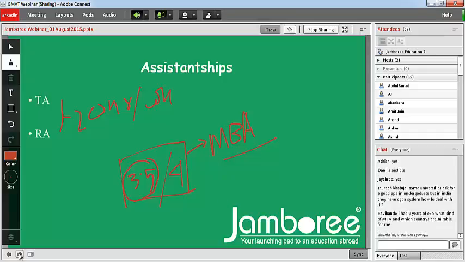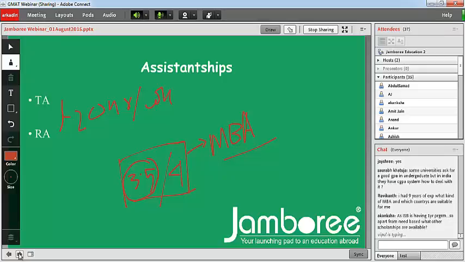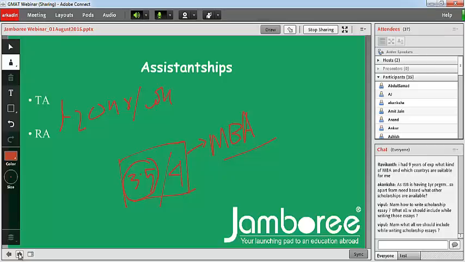Okay, Saurabh has a question. Some universities ask for a good GPA in undergraduate, but in India, okay, Saurabh, as I told you, you cannot convert your Indian GPA to the US system. So you have to submit whatever you have. They will do their own conversions.